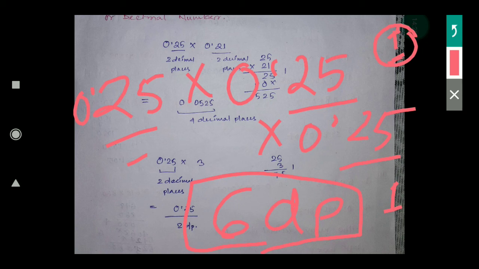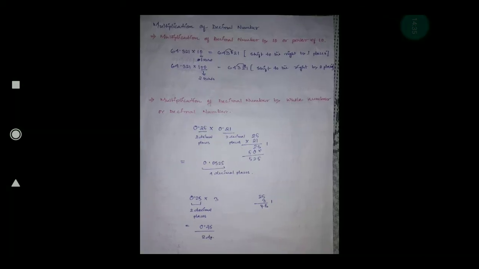So here 2 decimal places, here 2, here 2. After doing the multiplication, your answer will have 2 plus 2 is 4, 4 plus 2 is 6. The answer will be in 6 decimal places. Understood? Okay, now let's discuss the exercise.